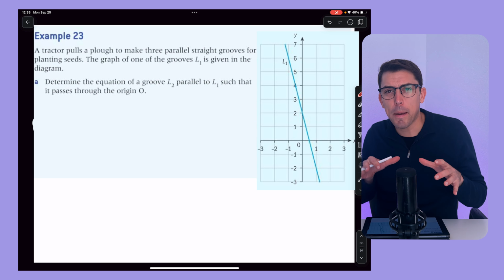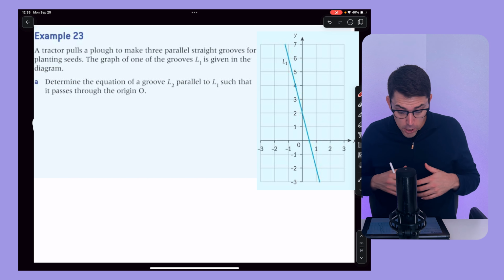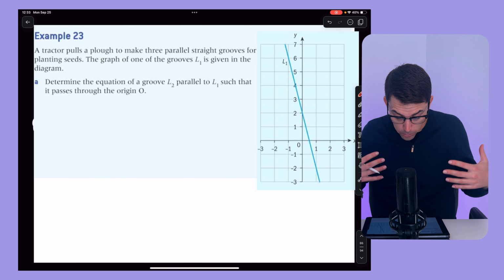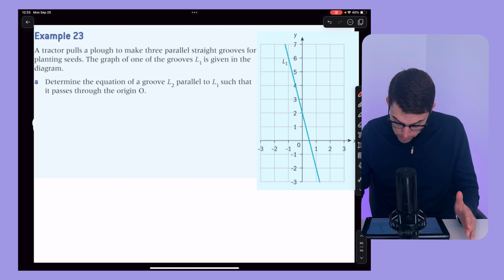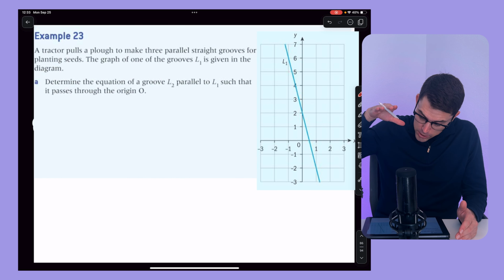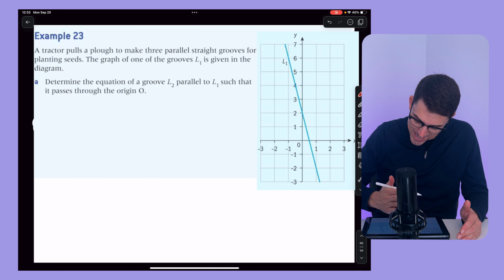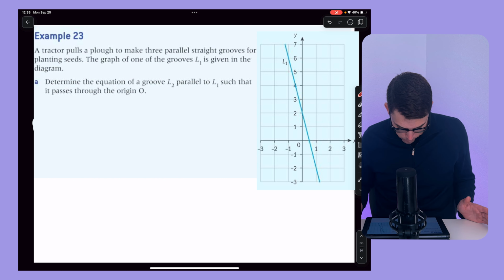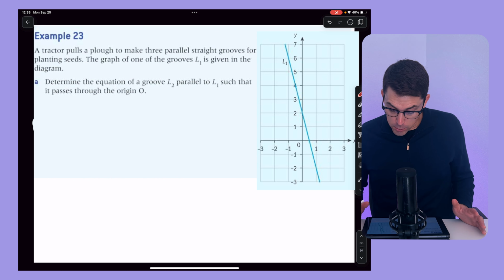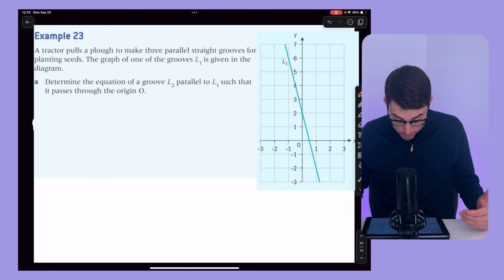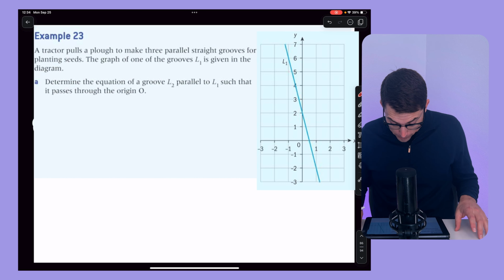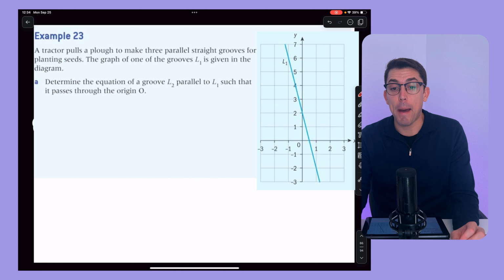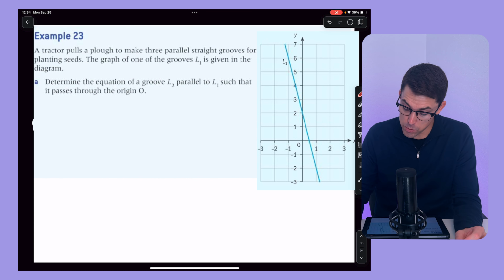All right, so let's take a look at some parallel lines graphically. Let's say that we have a tractor that's pulling a plow to make 3 parallel straight grooves for planting seeds. So we basically put a Cartesian coordinate system on top of a farm, and we want to get these lines to be parallel in order to plant seeds in these non-intersecting grooves. Now let's say that the graph of one of these grooves, L1, is given in this diagram. We want to get an equation of a groove L2 parallel to L1, except this time we want it to pass through the origin. We want it to pass through 0, 0.